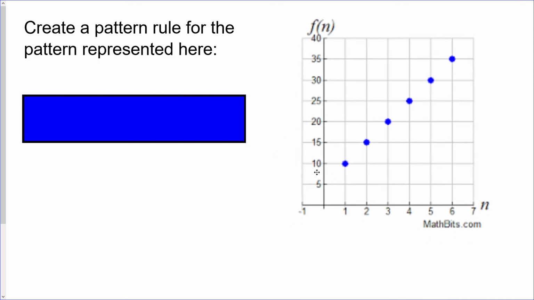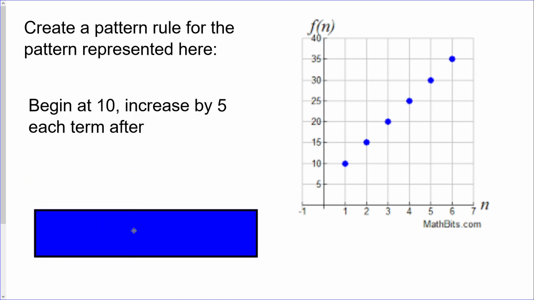So again, remember, for any good pattern rule, you're wanting to say where it starts and how it's going up each time. Okay, so hopefully you got that it begins at 10. Okay, so the first term is 10, and it's increasing by 5 each time. Okay, so 15, 20, 25, 30, 35. Okay, so hopefully you got that one.